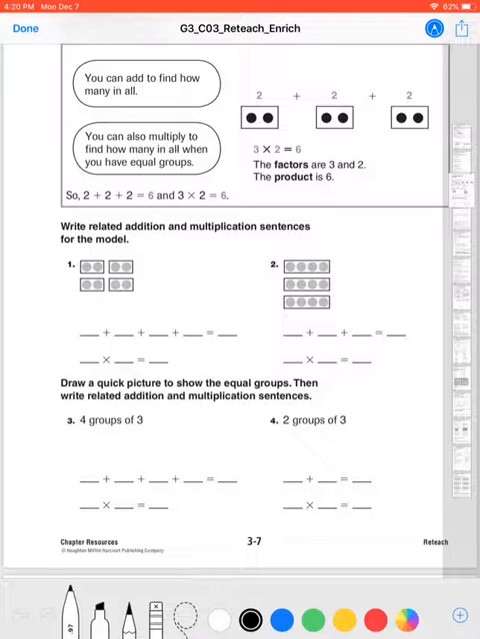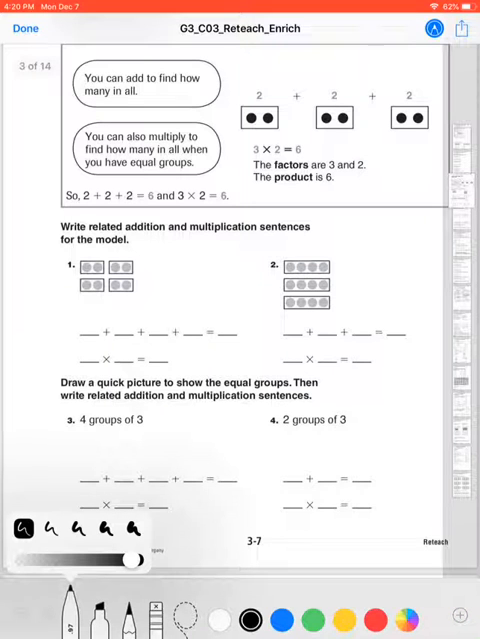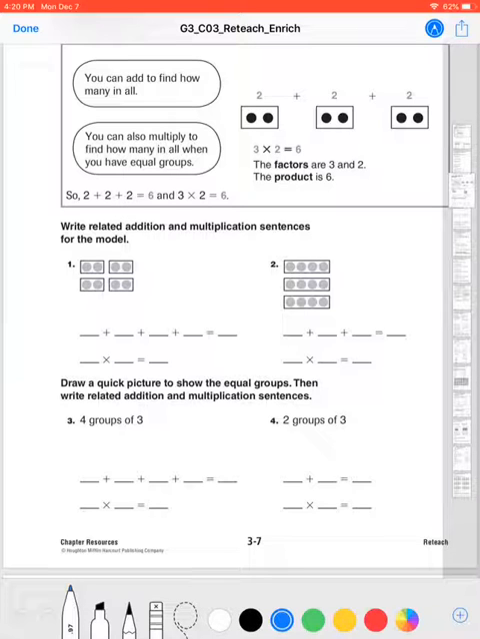So here it's showing us that we have three equal groups. See, we've got three big groups, and each group has two inside of it. So we have three equal groups of two. So one way that you could find the answer is to do 2 plus 2 plus 2. We know that 2 plus 2 is 4, plus 2 more would equal 6. You can also say 3 times 2 equals 6.